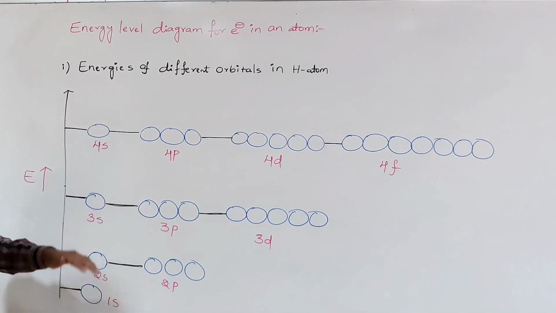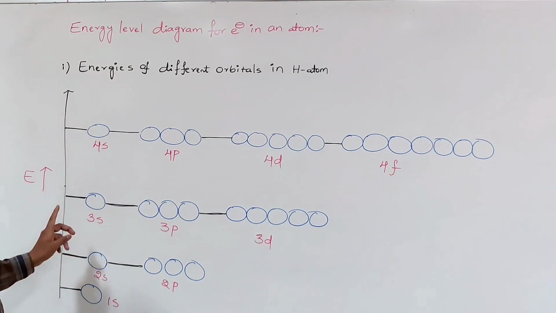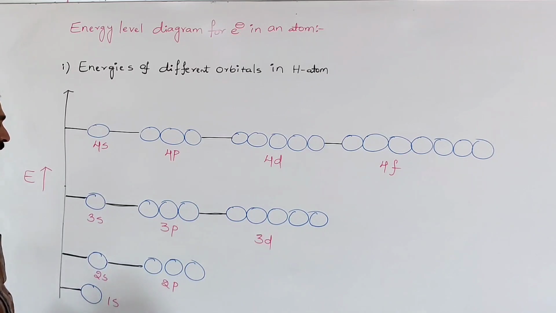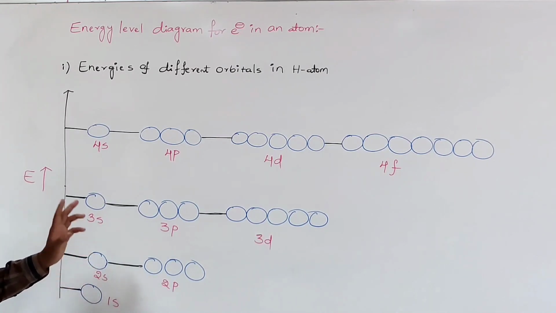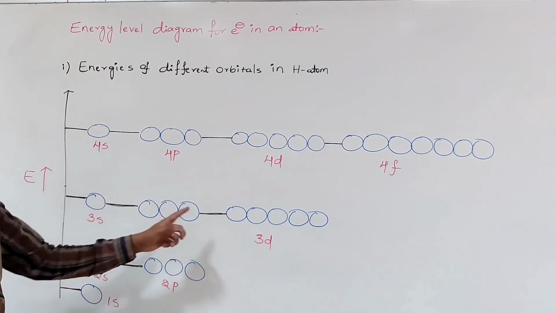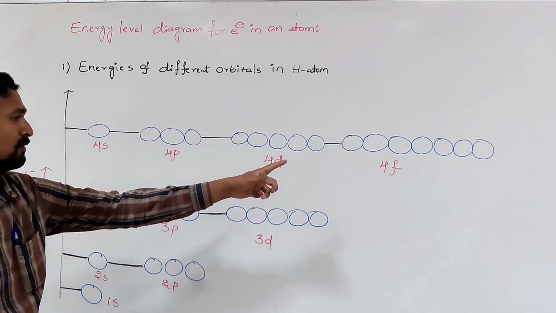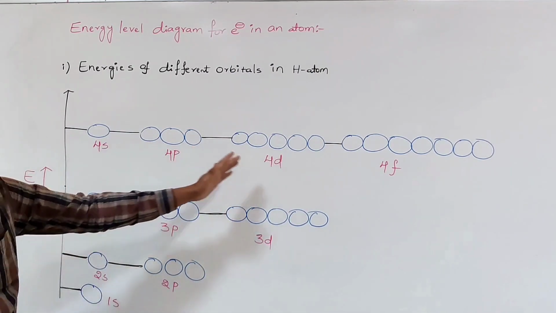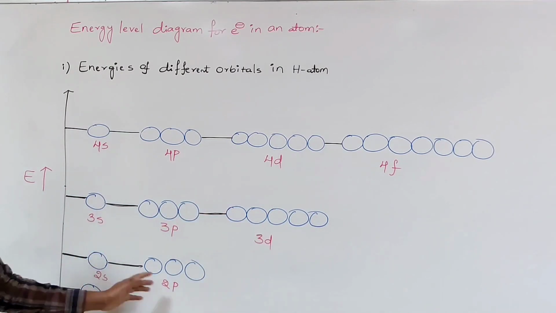So from this diagram, the first statement we concluded is that all the subshells in a given principal energy level have the same energy. So that means, let us take 2s or 2p or 3s, 3p, 3d, 4s, 4p, 4d, 4f. So in their respective energy levels, whatever subshells are present, all those have the same energy.